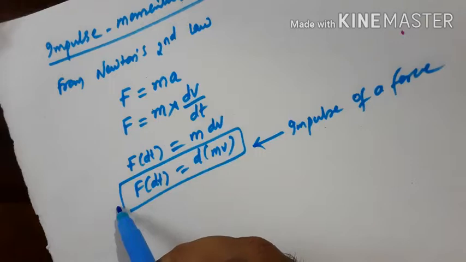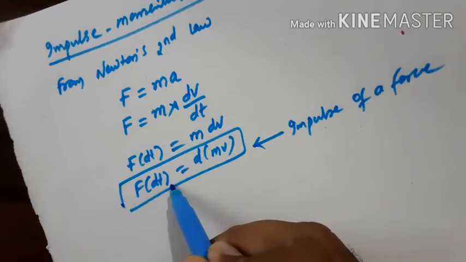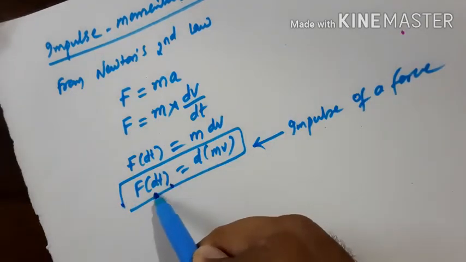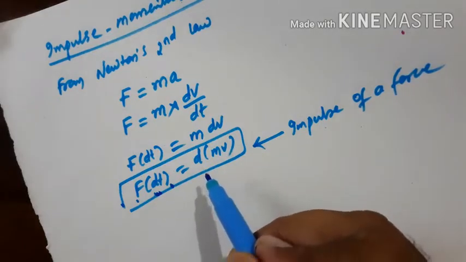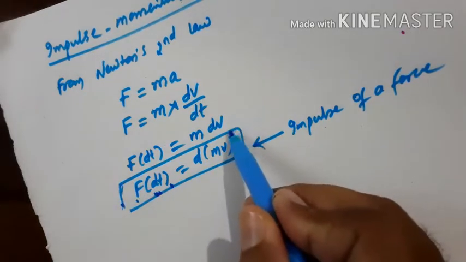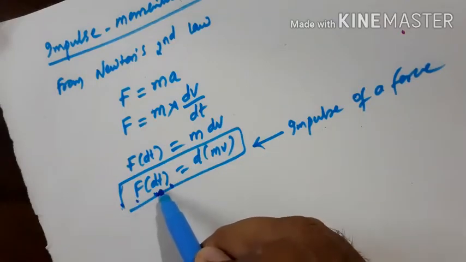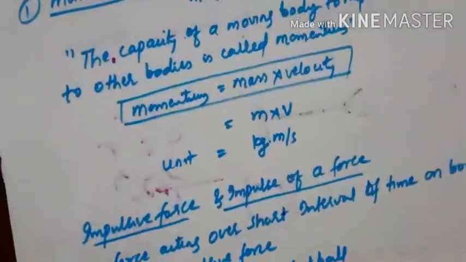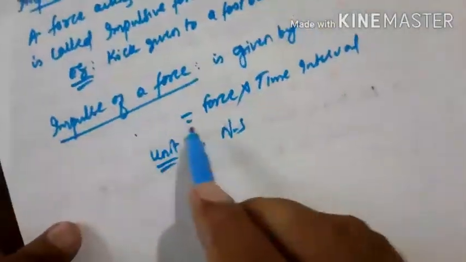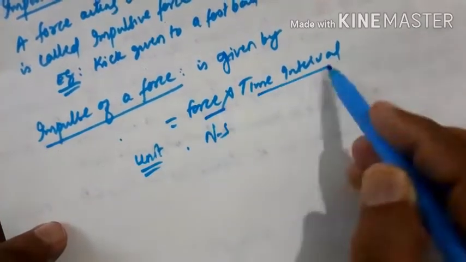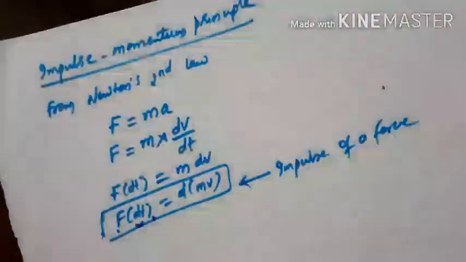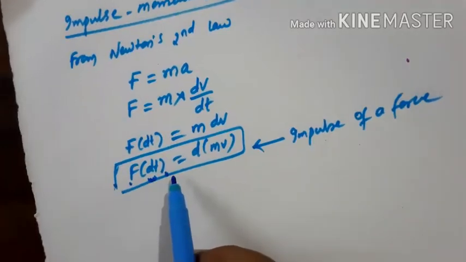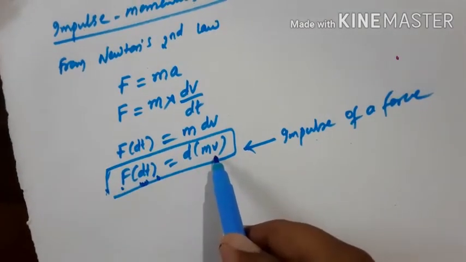So a force which acts on a body over a short interval of time is known as impulse of a force. This is called impulsive force. F into t, that is defined here. Force into time interval is called impulse of a force. So here we have F into t equal to d of mv.